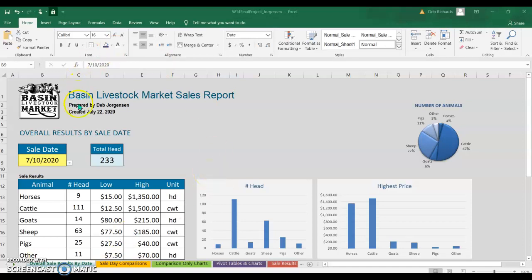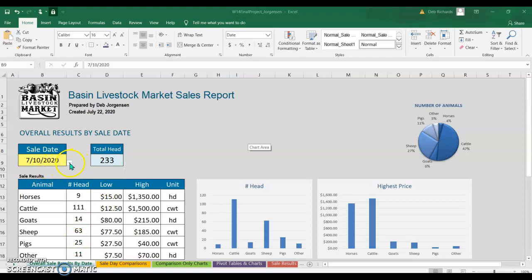Okay, so for this final project, I have chosen to do a report that reports our Basin Livestock Market sales report. And basically what that is, it's telling you, on a specific day, what the horses, the cattle, the goats, the sheep, and the pigs all brought that day. And I also added total number of head.